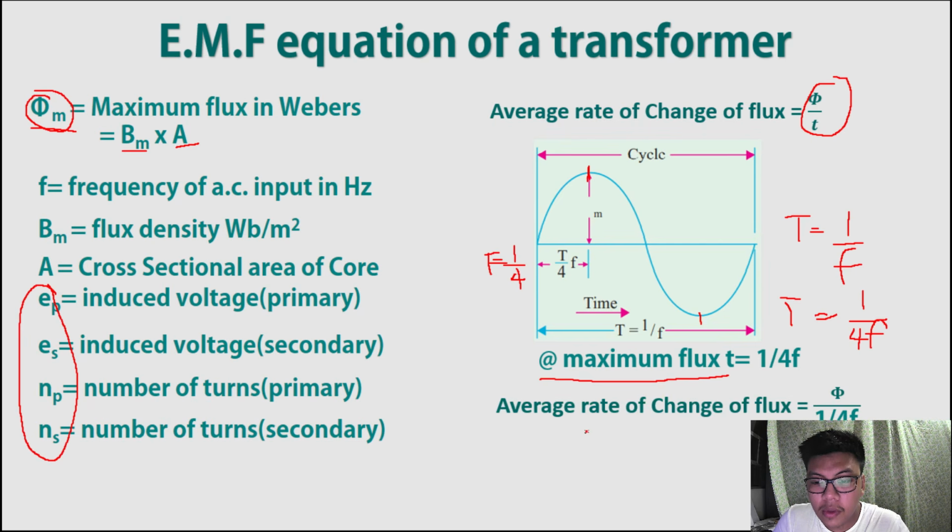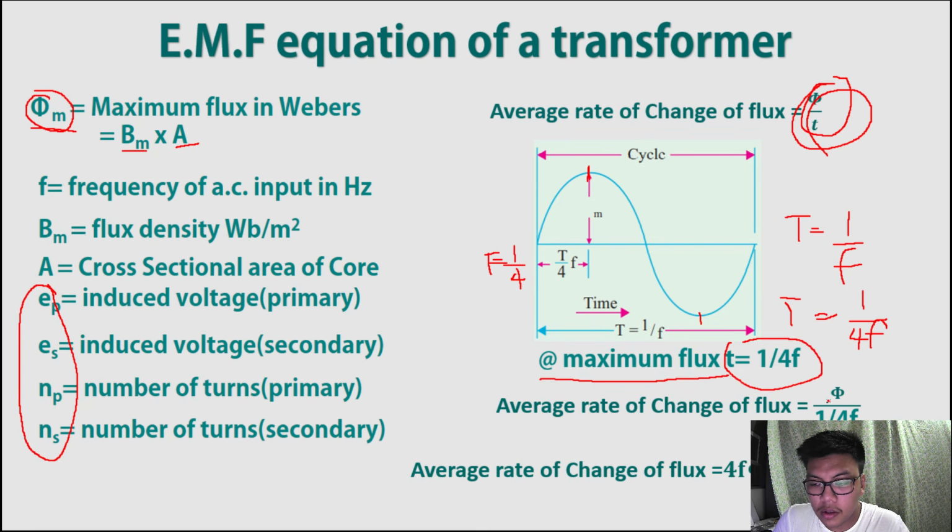Okay? The average rate of change of flux will be equal to phi all over 1 over 4f. This is at maximum condition, ano, sa flux. Ipinalit lang natin tong T dito. Okay, so we have phi now all over 1 over 4f. So itinaas lang natin. So cross multiply lang. So we have now 4f phi sub m, ano? So maximum flux na kasi yan. So Weber per second or volts. This is the average rate of change of flux. Okay? Tandaan, average rate of change of flux.